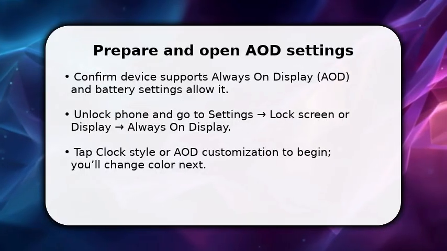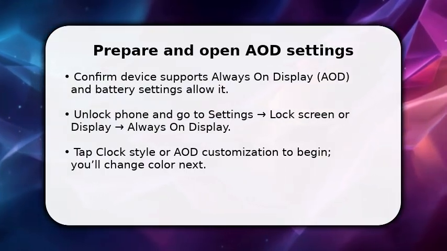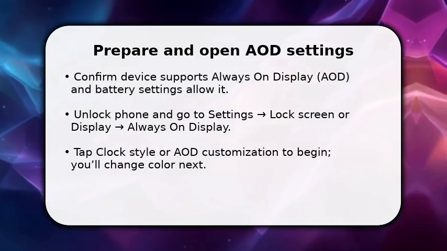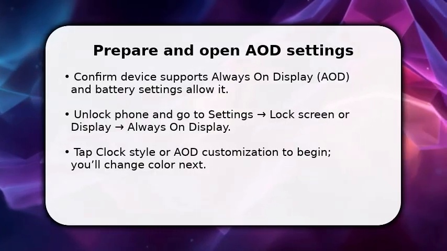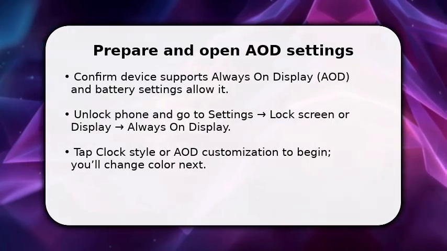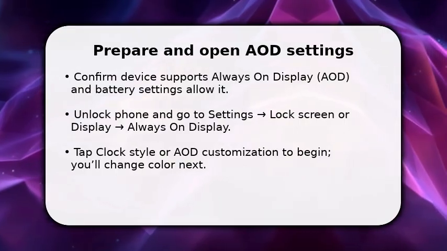You'll start by confirming your phone supports always on display and that battery saver isn't blocking it. Once done, unlock the device and open settings, then go to lock screen or display and choose always on display. Tap clock style or AOD customization to enter the clock editor. You're taking the first actionable step now because color options only appear inside the clock editor.